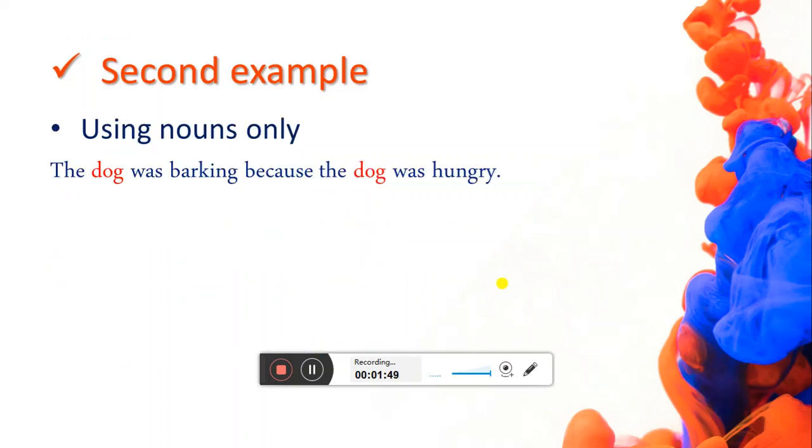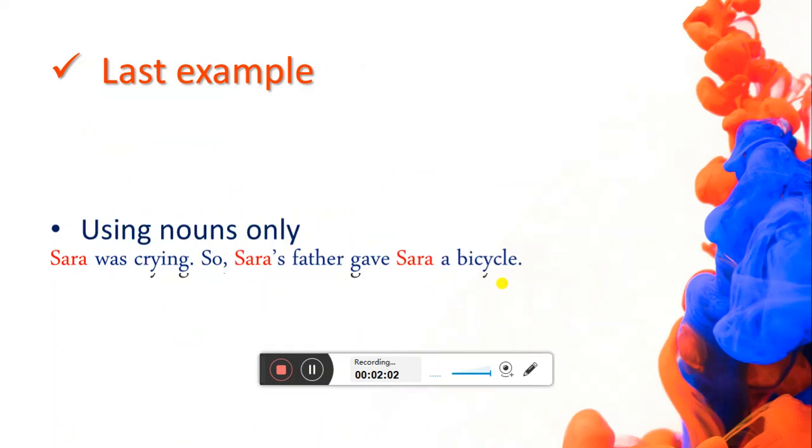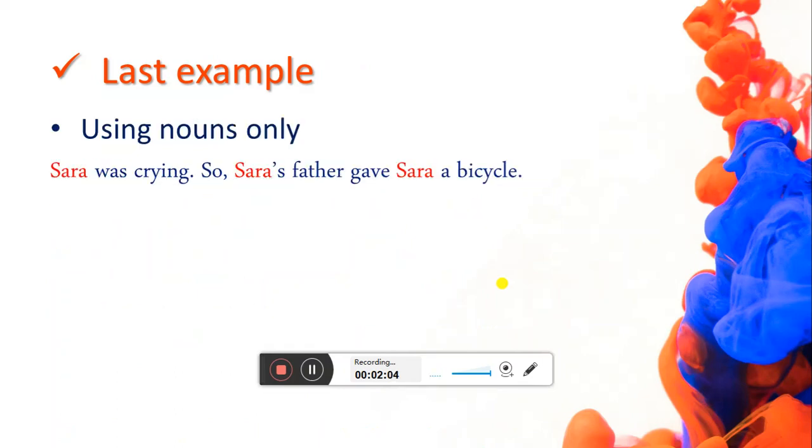Another example: the dog was barking because the dog was hungry. So the dog was barking because it was hungry. We can use pronoun it instead of repeating the same noun again. Another example, Sarah was crying, so Sarah's father gave Sarah a bicycle.